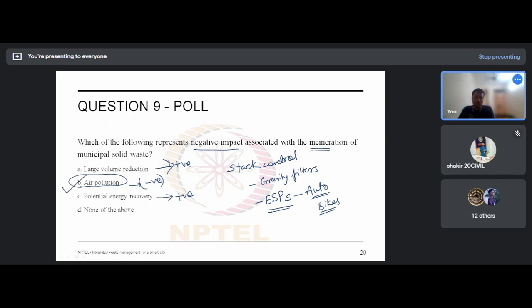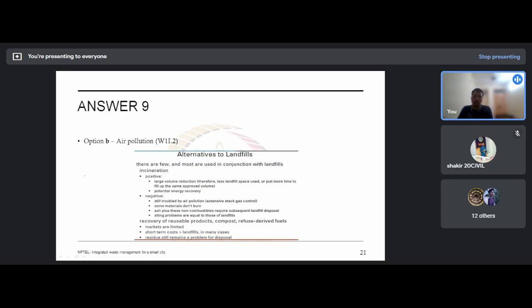Option B. We'll see the answer. You can refer to the first week, second lecture. Alternatives to landfills include incineration. Here we can see the positives. Large volume reduction happens because we are burning the waste, so it will reduce to a smaller quantity and we'll need less landfill space. That is one of the advantages, and also we can recover energy, in the form of heat and electricity. Negative impacts will be air pollution. That is why we need to have stack control.